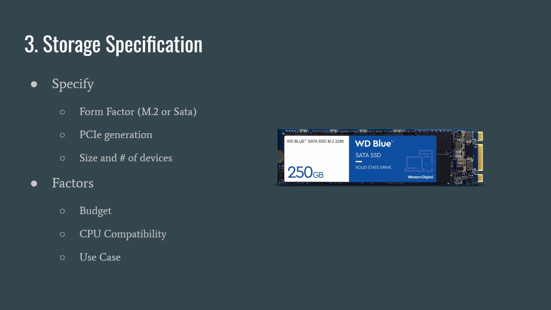Are they all going to be SATA? What are going to be the generations for the PCIe lanes on those drives? So just, again, pick these numbers, write them down and save them. And the factors that usually come into there are very similar to before. It's mostly just going to be budget, CPU compatibility, and use case.